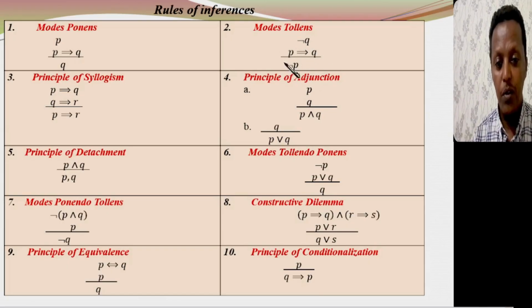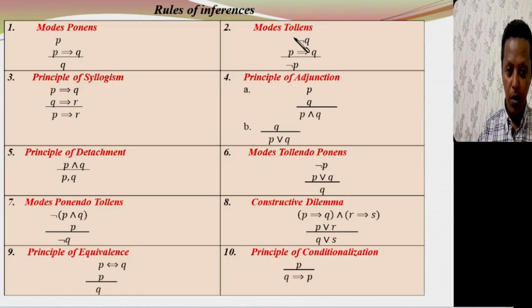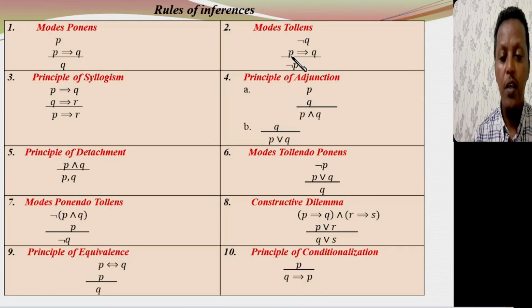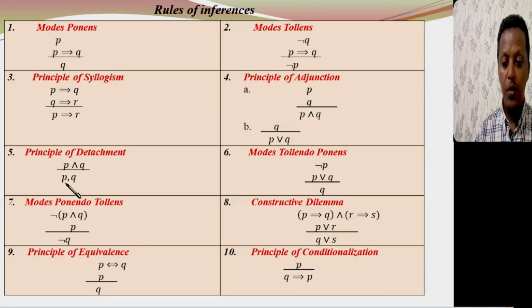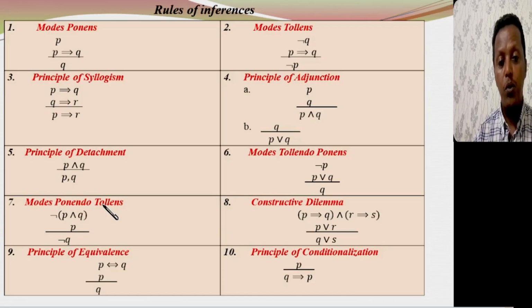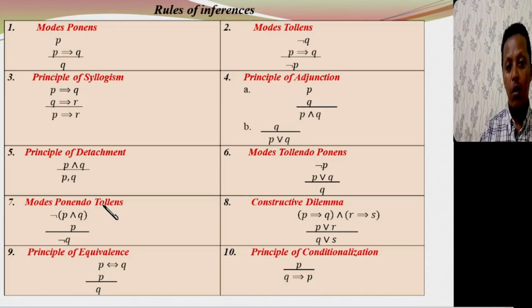So in case you have such a form by modus tollens, you can decide the argument is what? Valid argument. So in such a way, by looking at the form of the argument and the rules of inference, we can decide whether the given argument is a valid or invalid argument. Just try to read each form. By looking at the form, it is possible to determine whether the argument is valid or invalid.